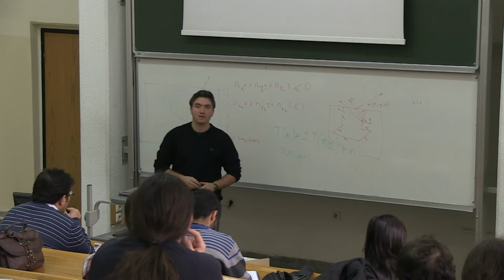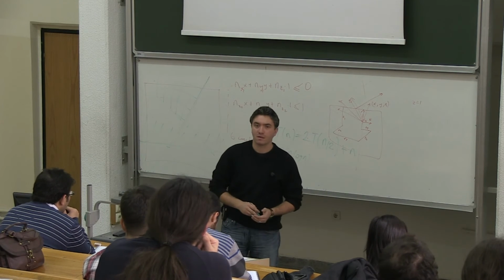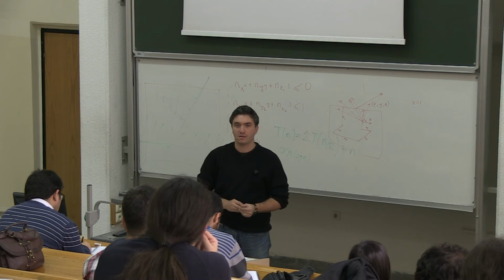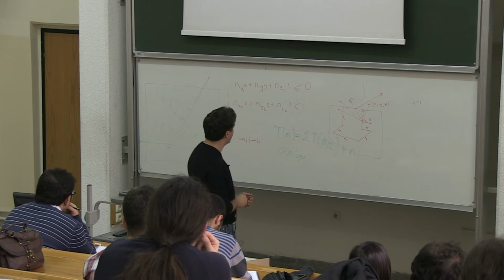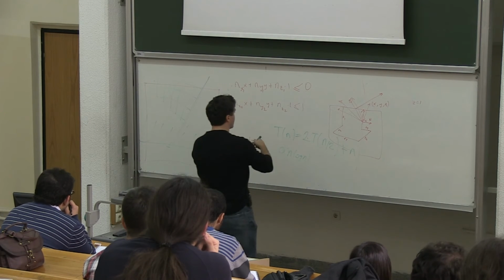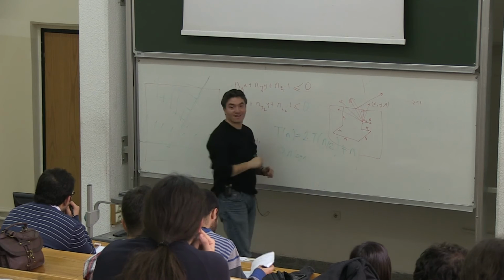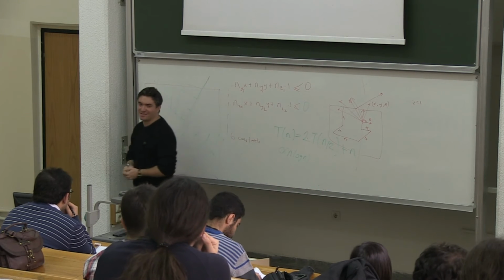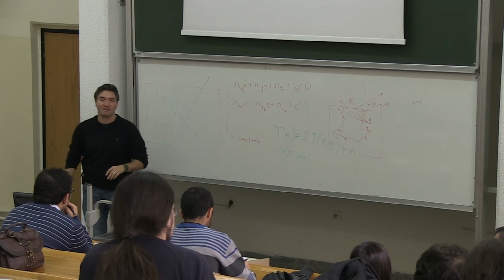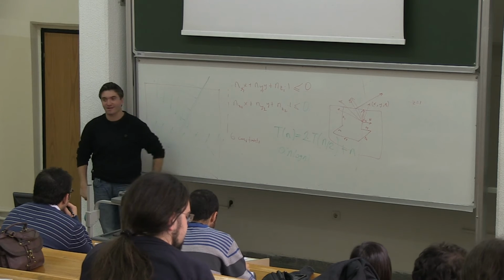Yes? For the previous inequalities for the normal vectors, why is the inequality in the second one smaller than 1? Oh, no. It's a typo. It's always less than 0. The constraints are the same for all the half planes. So it's just a typo.